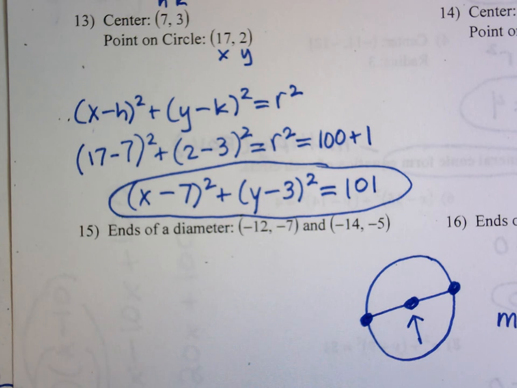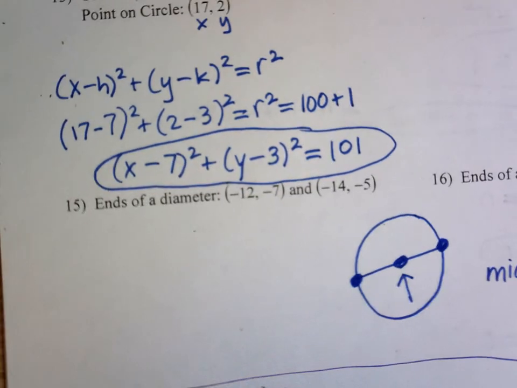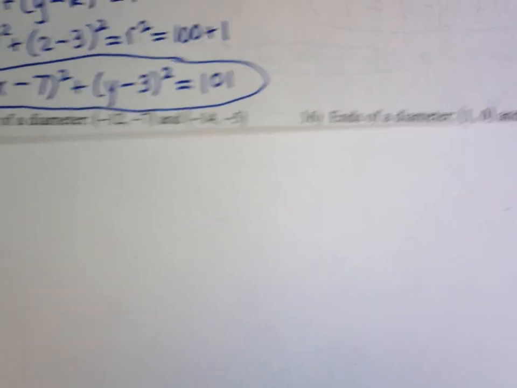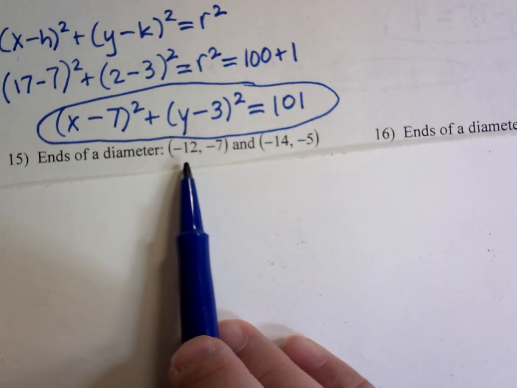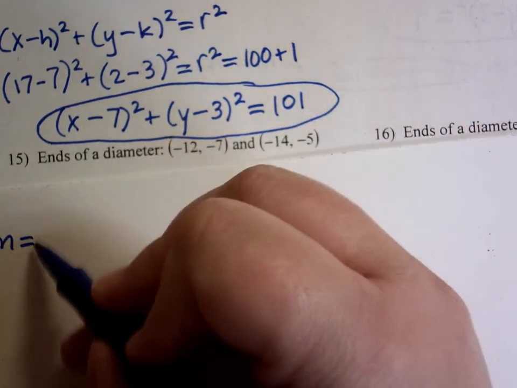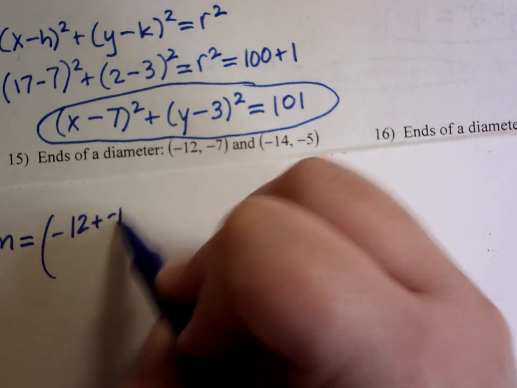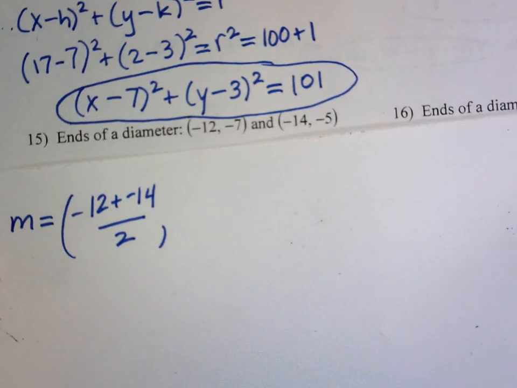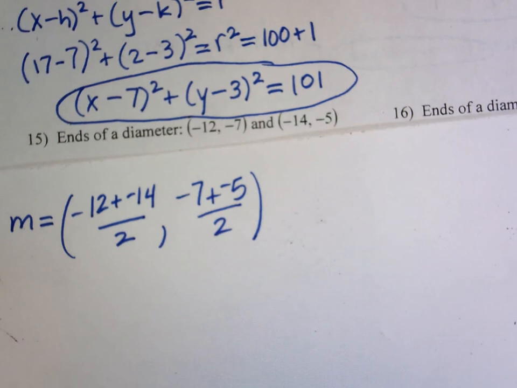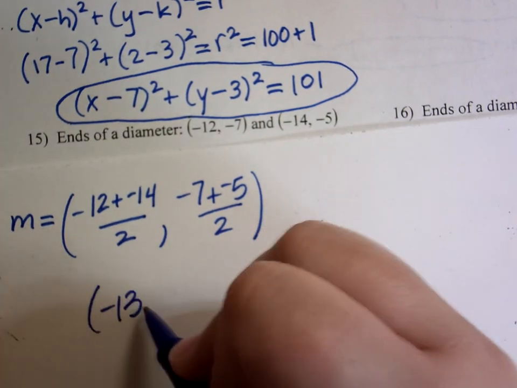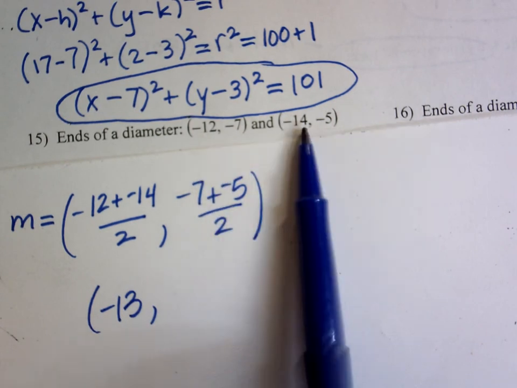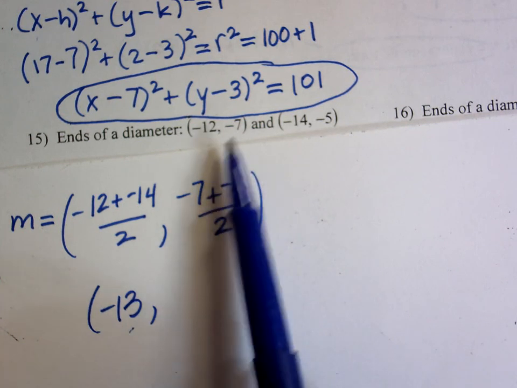Number 15, I'm doing exactly the same way, but first I want to find the center. So let's go ahead and do that here. Okay, I want to find the center point between negative 12, negative 7, and negative 14, negative 5. So that's the midpoint between the two of them. Negative 12 plus negative 14 divided by 2 will give me the new x. Negative 7 plus negative 5 divided by 2 will give me the new y. Negative 12 plus negative 14 is negative 26. This is going to be negative 13, which makes sense because we're looking for a midpoint. The middle number between negative 12 and negative 14 is negative 13. Same goes here. The middle number between negative 7 and negative 5 is negative 6.